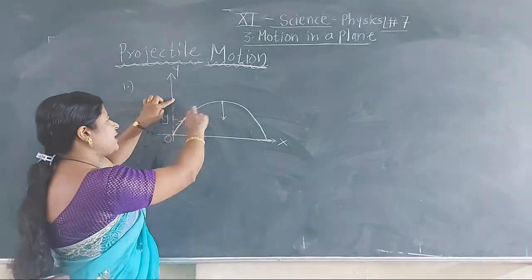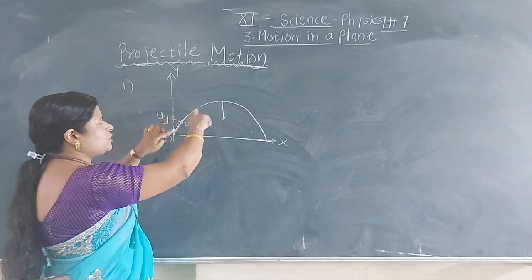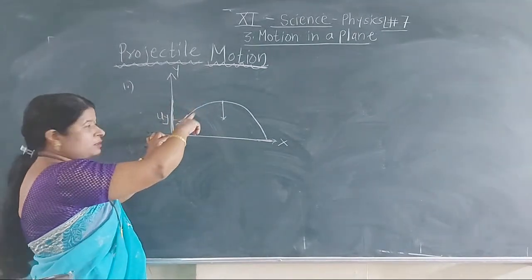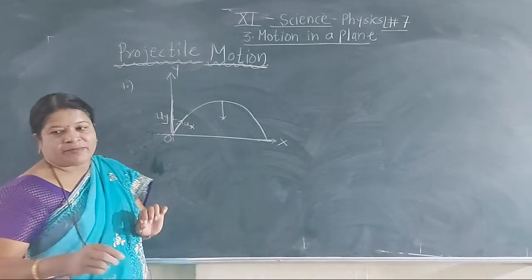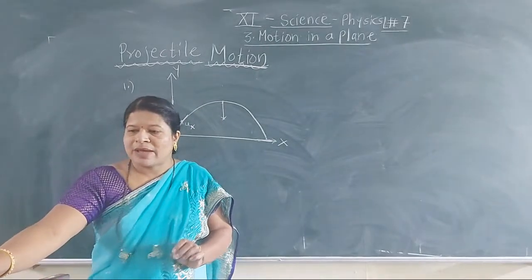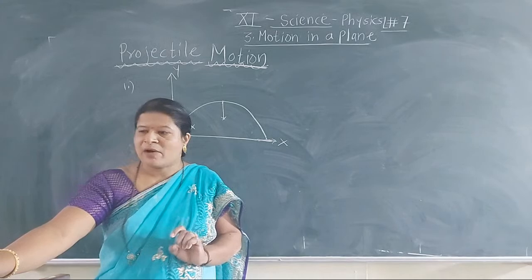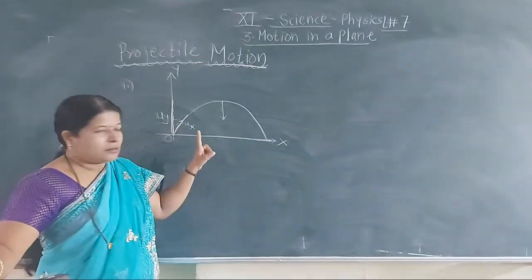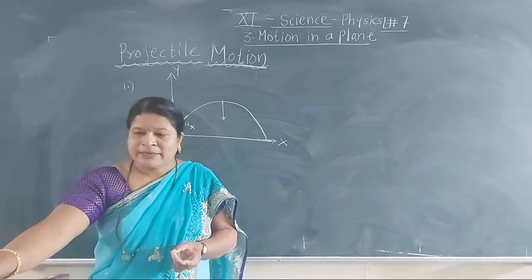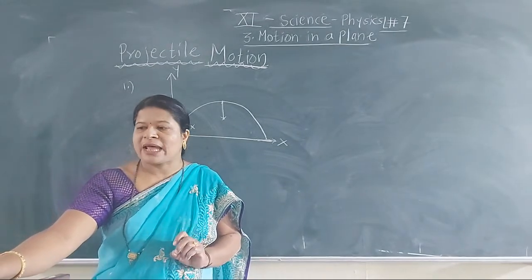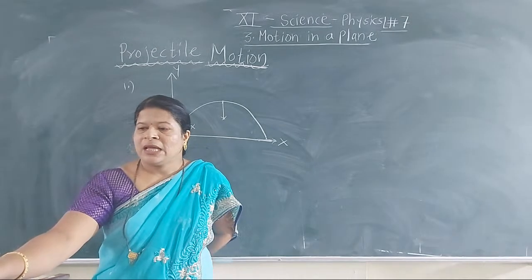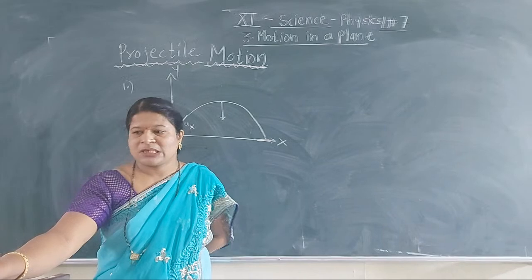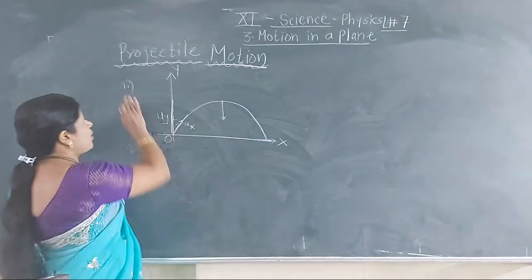In upward motion, the object has acceleration due to gravity in the vertically downward direction. The point again: the acceleration due to gravity acts only along the vertically downward direction. This is the second important point.